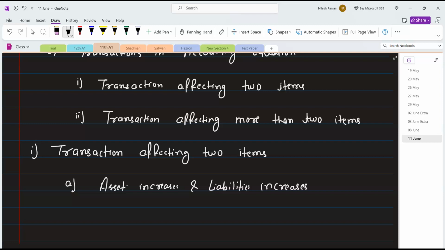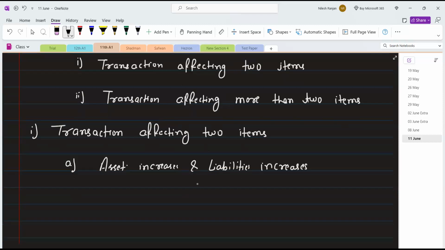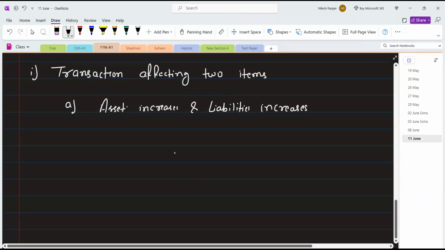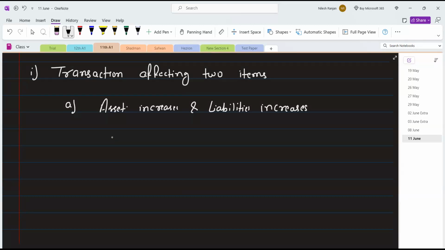Is it like a loan or something? For example, we get money for some time, and because of that our liabilities increase. So our asset increases, but because of the loan our liabilities also increase. Yes. Okay, right.